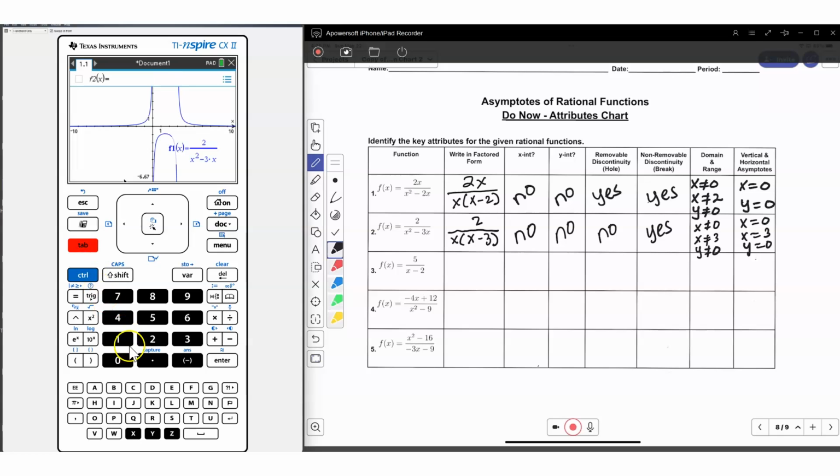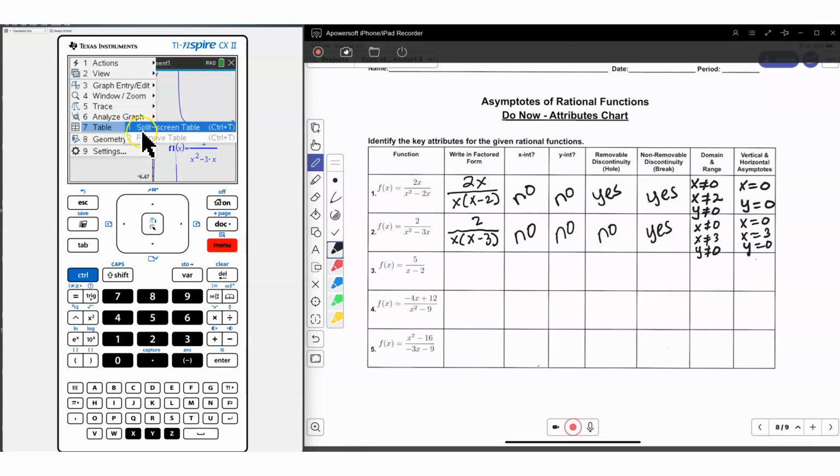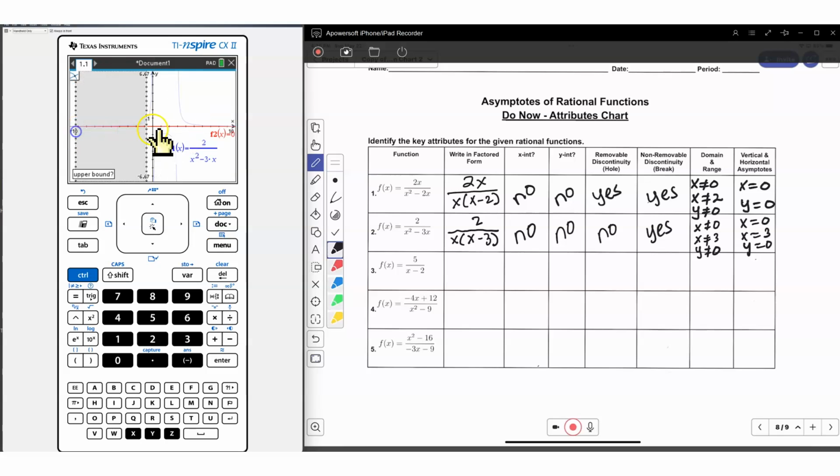I'm going to type in y equals 0, and I want to see if it ever intersects. There's no intersection, so that's why there would be no x-intercept.